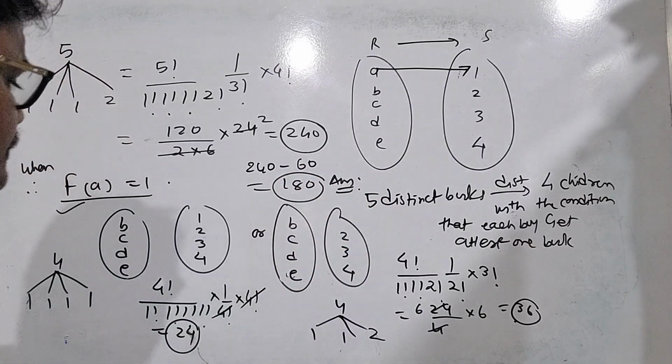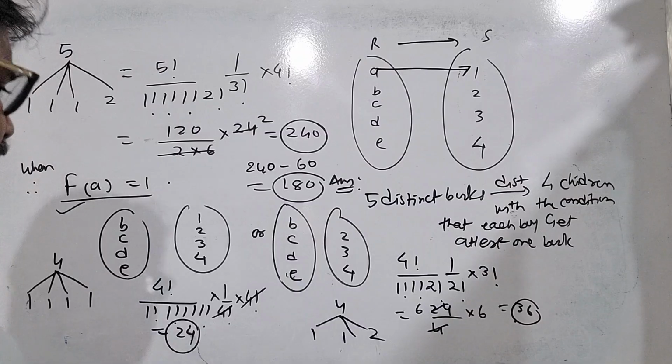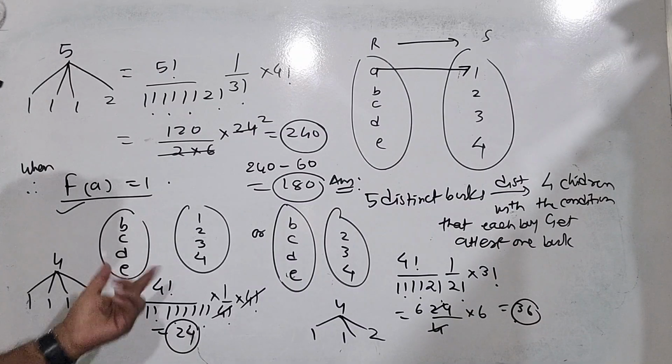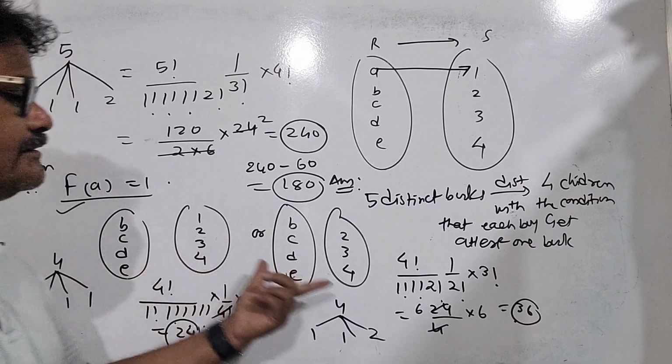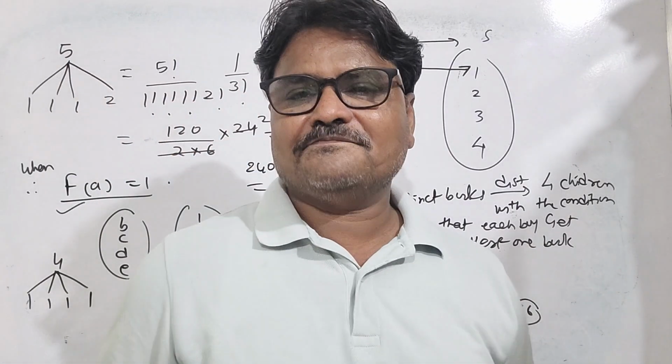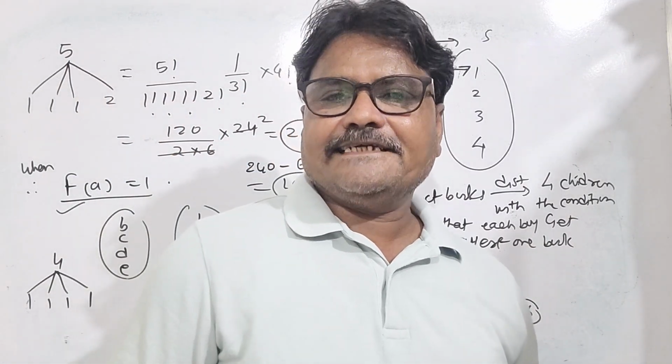So in these questions, what students generally commit as a mistake is that they consider either this only or this only, not both of them. That is the common error.